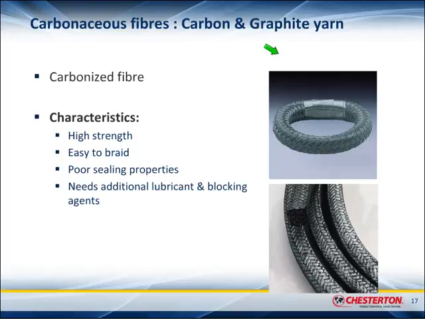Carbon and graphite yarns are a carbonized fiber made from a PAN synthetic yarn. The characteristic is that it has very, very high strength, and because it has very high strength, it's easy to braid. But unfortunately, as such, it doesn't have very good sealing properties, so you're going to have to add something in that yarn to make it seal well.